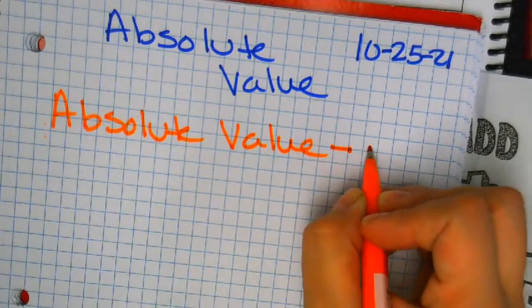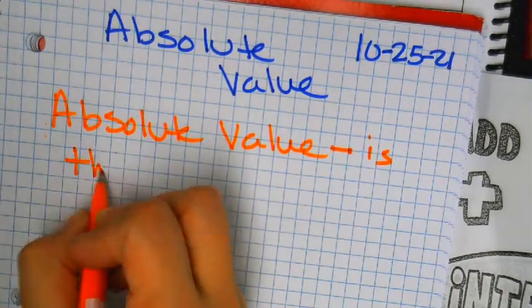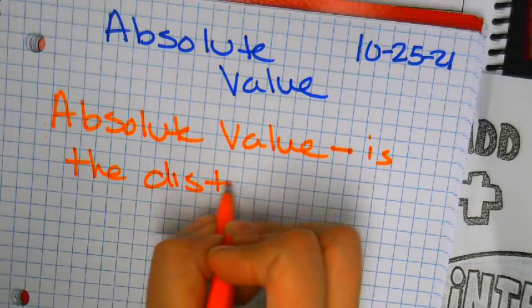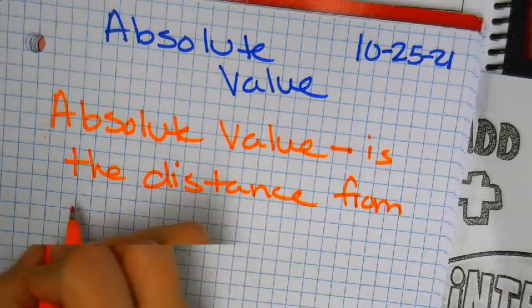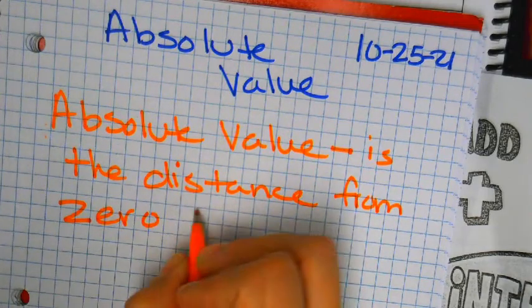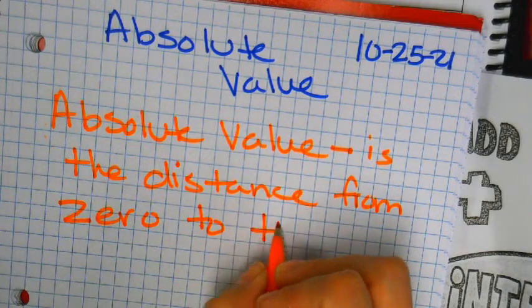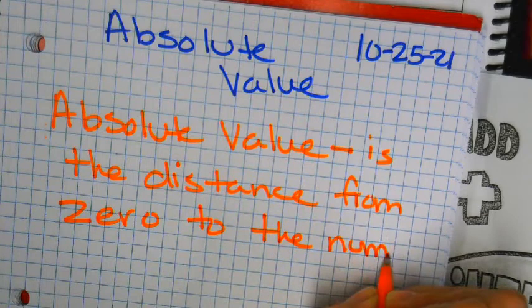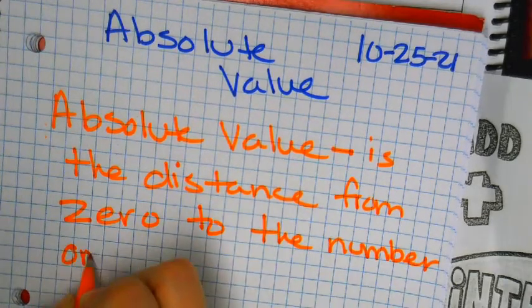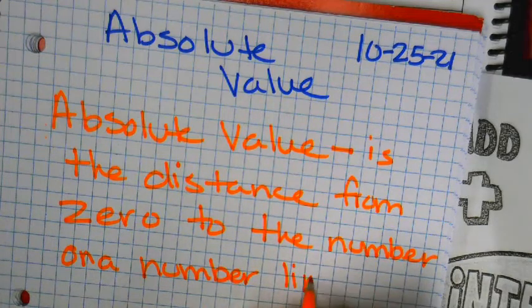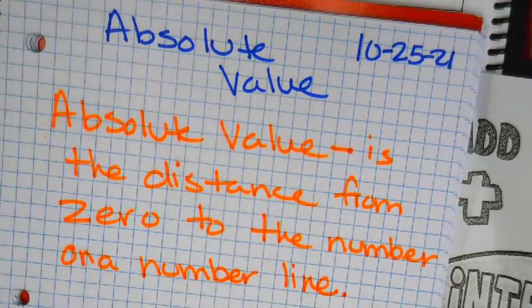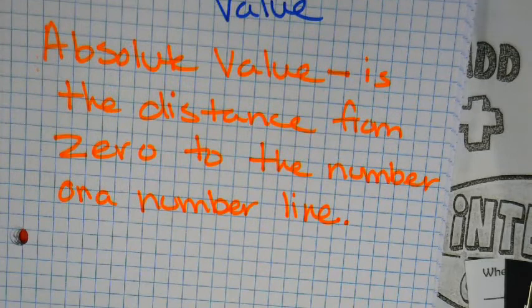Absolute value is the distance from 0 to the number on a number line. Okay, so absolute value is the distance from 0 to the number on a number line.